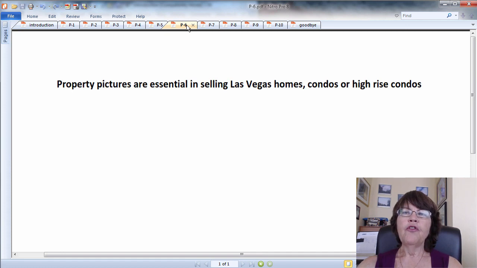B. Property pictures are essential in selling Las Vegas homes, condos, or high-rise condos. There is a reason for the greater Las Vegas MLS increasing the number of pictures to 35. Pictures sell listings. If the situation allows it, the seller deserves to have the realtor pay for a professional photographer to take pictures of the listing.